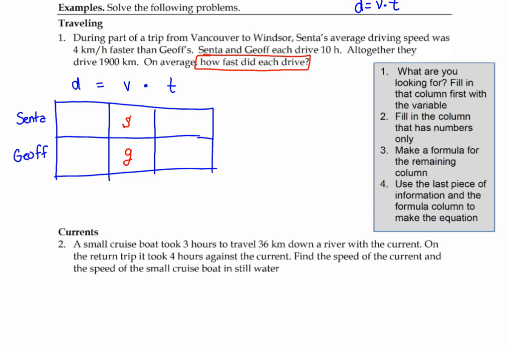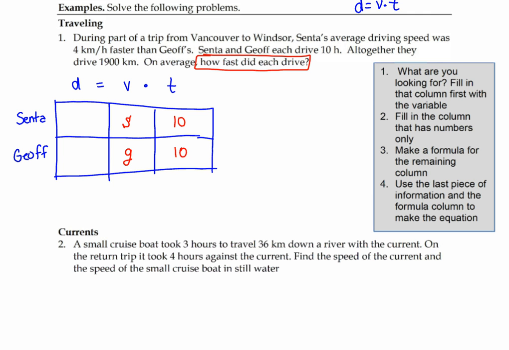Okay? From there we want to fill in another column. So what else do they tell me about this? It says Senta and Jeff each drive 10 hours. They each have 10 hours. So could we put in the time? Yes.